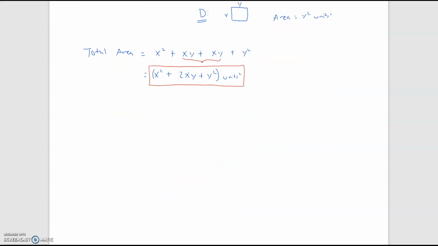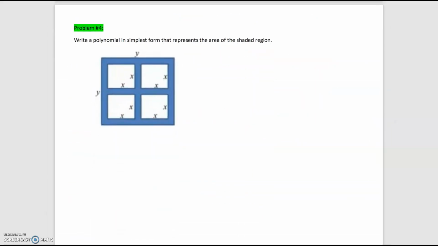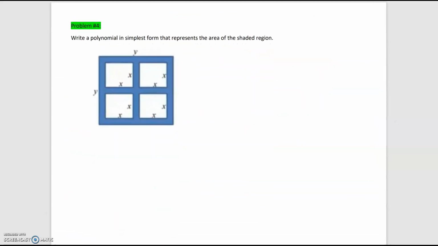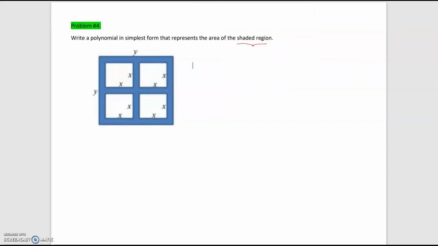Let's move on to problem 4, which is very similar. And they also want a polynomial, but in this case, they're looking only for the shaded region. So let's actually obtain the total region. So total region.